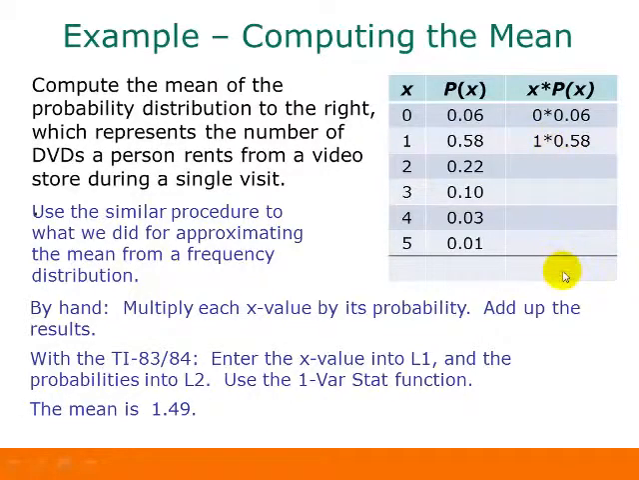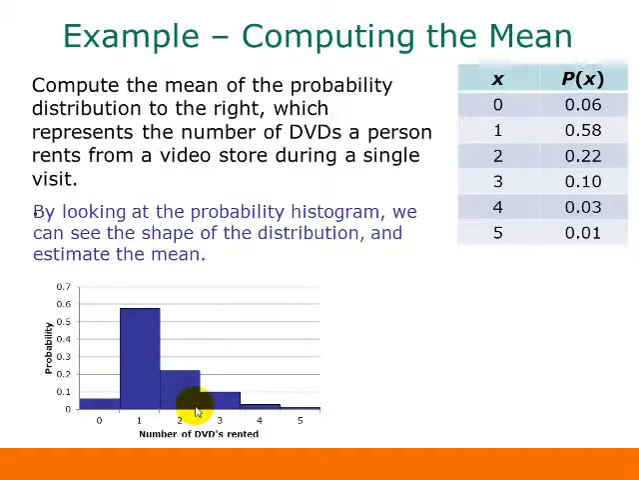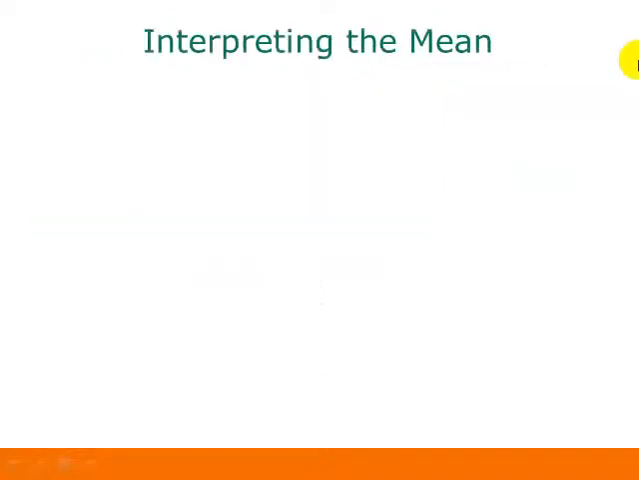So either way, if you calculate this mean, you come up with 1.49. And that matches with what we saw in our probability histogram. Back here, we estimated that our mean was a little bit bigger than 1 because of the shape of this distribution.